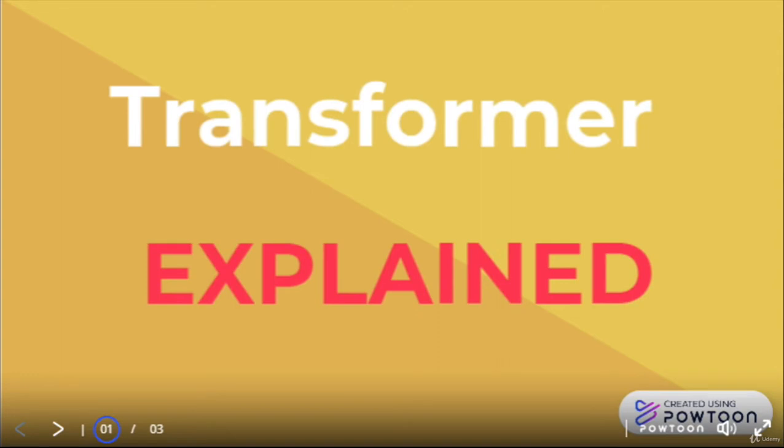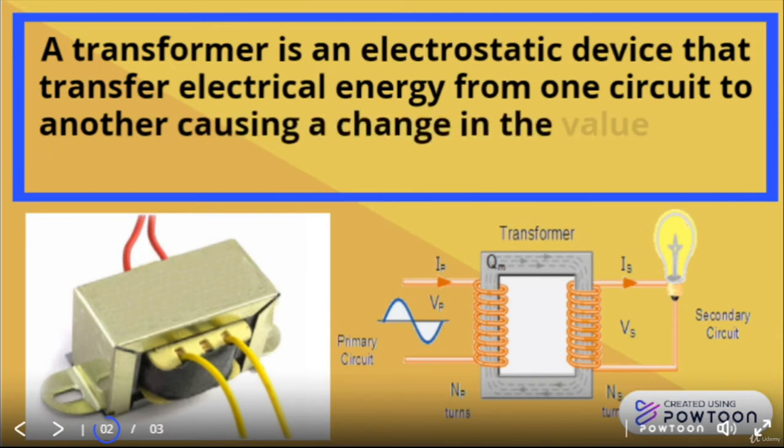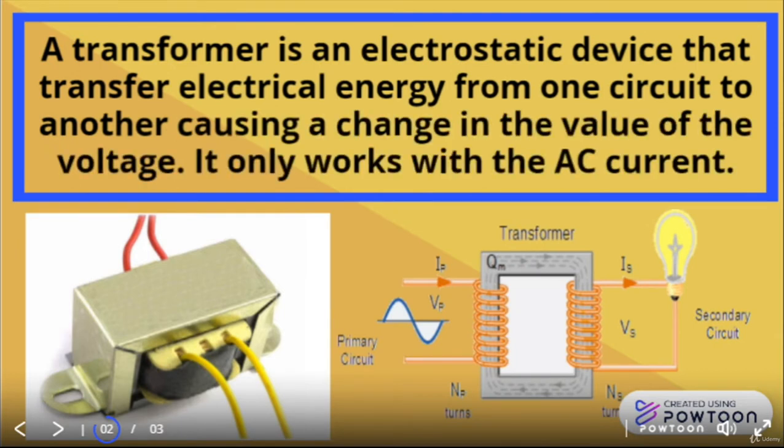Transformer explained. In this video I'm going to explain the transformer. A transformer is an electrostatic device that transfers electrical energy from one circuit to another, causing a change in the value of the voltage. It only works with AC current.